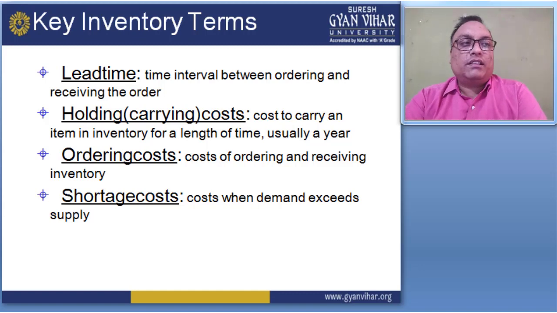And next is ordering cost. Ordering cost directly gives the cost of ordering and receiving inventory. Suppose you want to purchase a new item and you put the order; the cost associated with it at that time is the ordering cost.